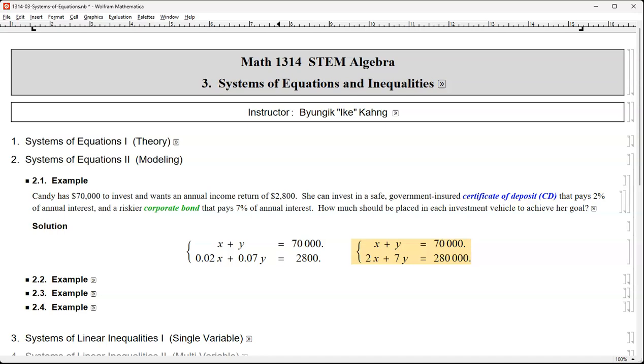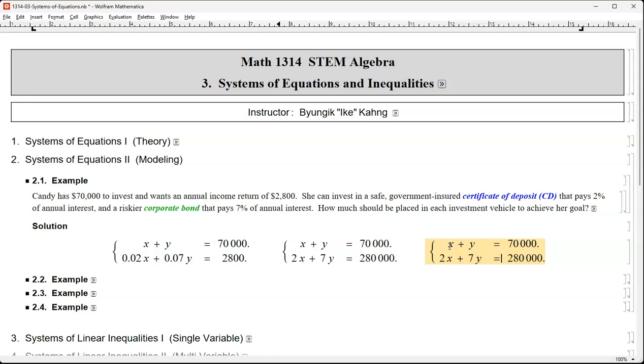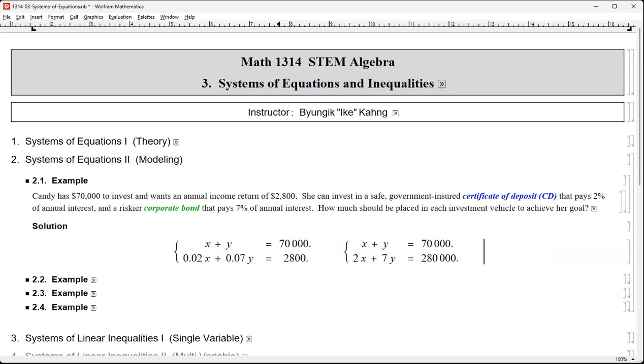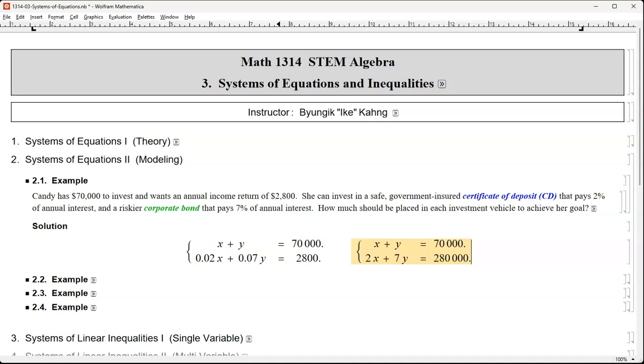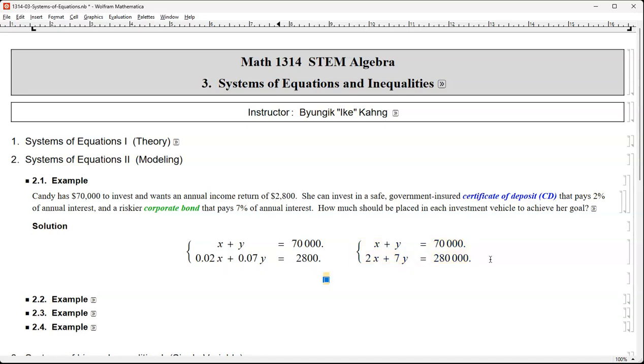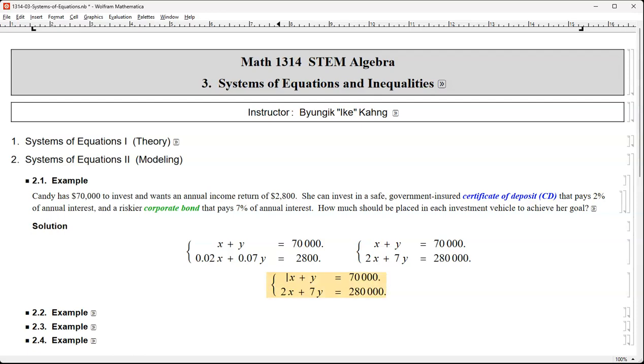How do you do that? Well, let's use the method of elimination. Multiply 2 to the first line. Let's do it here in a separate line. Okay, multiply by 2. So this is 2x, 2y, and then 14.